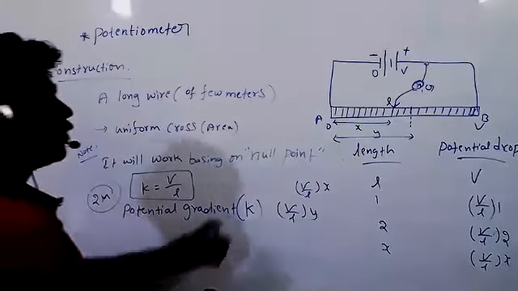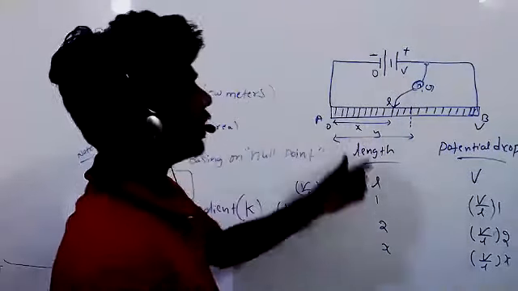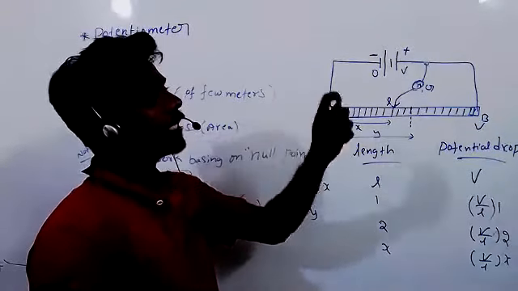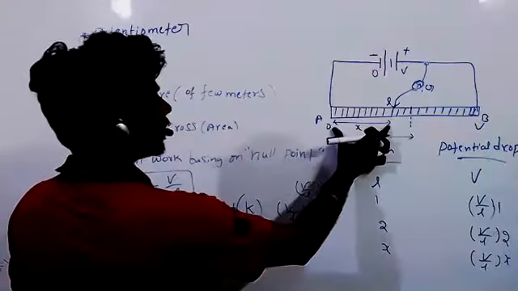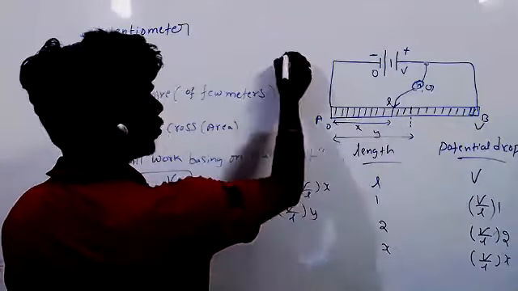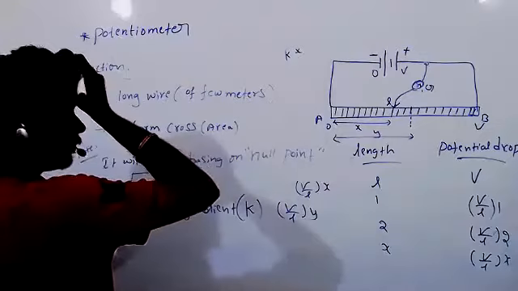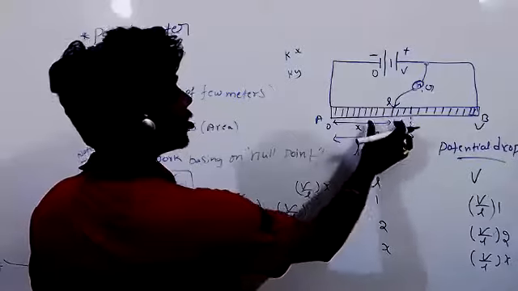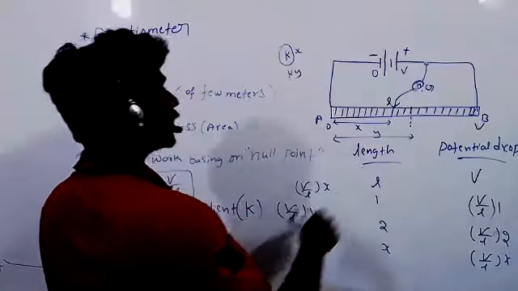Remember that. So for the entire wire length L, the potential drop will be V. Based on that, for any part you take, the potential drop is the potential gradient into that length. In this X distance, X length of wire, the potential drop will be K into X. If you take Y length, K into Y. However much length you take, multiply by the potential gradient and you will get the potential drop.